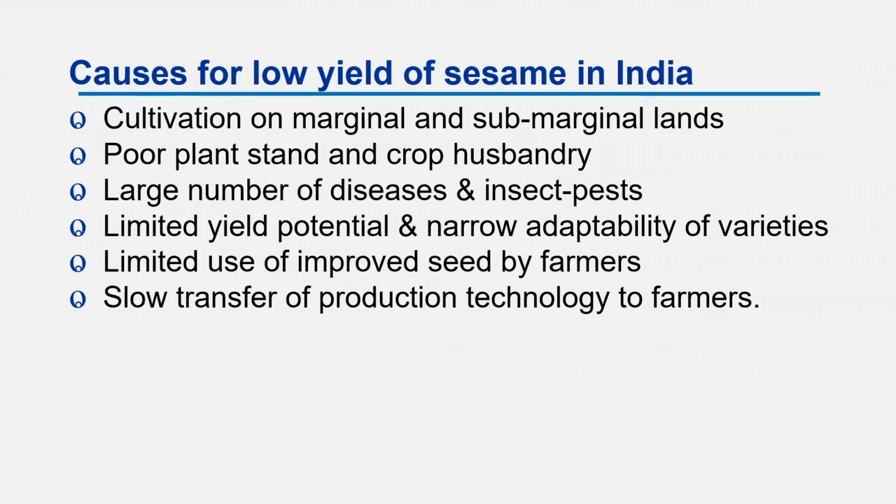Limited use of improved seed by farmers is another constraint for lower yield of sesame, in that the seed replacement rate of this particular crop is low. So farmers are not getting good, certified seed of high quality. That may also be a reason for lower yields. Slow transfer of production technology to farmers. This is yet another reason for lower productivity of till in India.